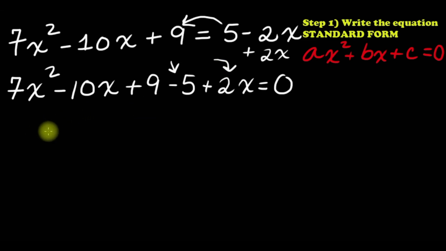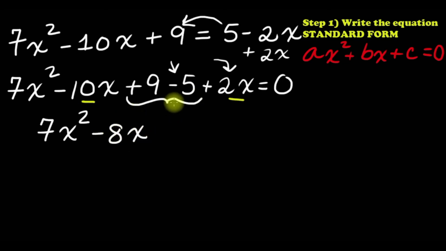Okay, so now we're going to go ahead and collect like terms. There is no other x squared term, so 7x squared. And then here you have negative 10x and positive 2x, right? So negative 10 plus 2 is going to give you negative 8x. So you have these two constants. 9 take away 5 is going to give you 4. And then 0 on the right side of the equal sign.